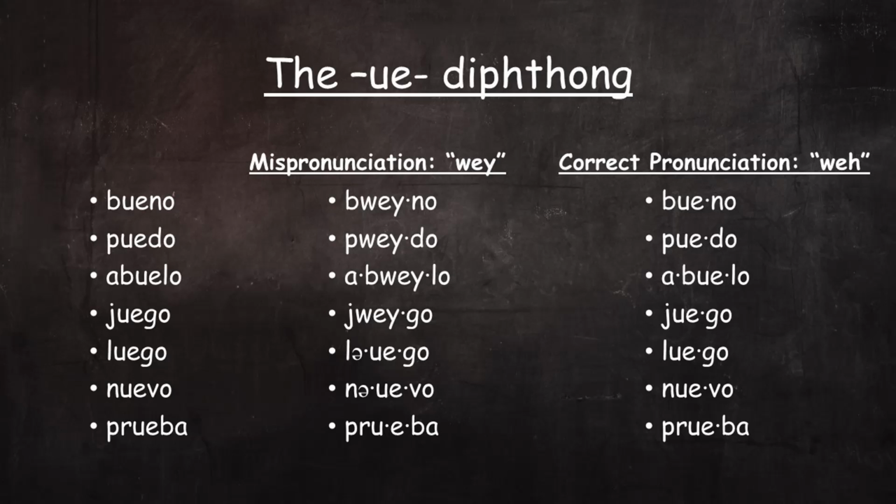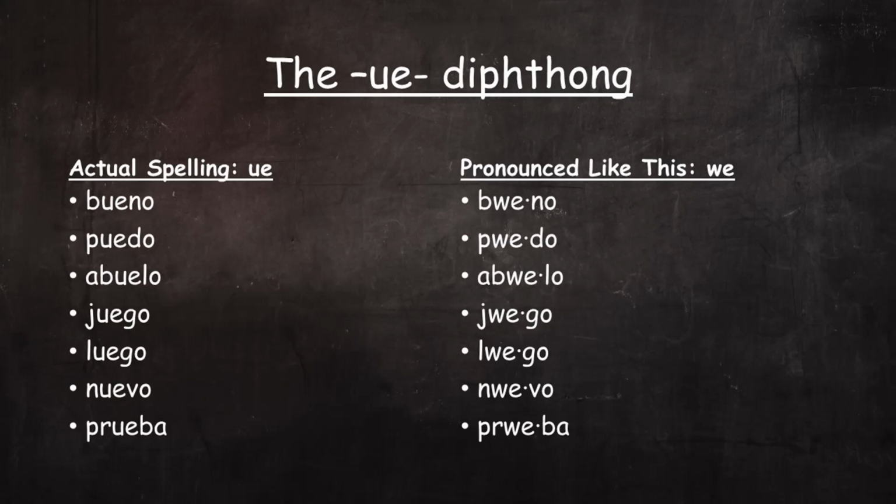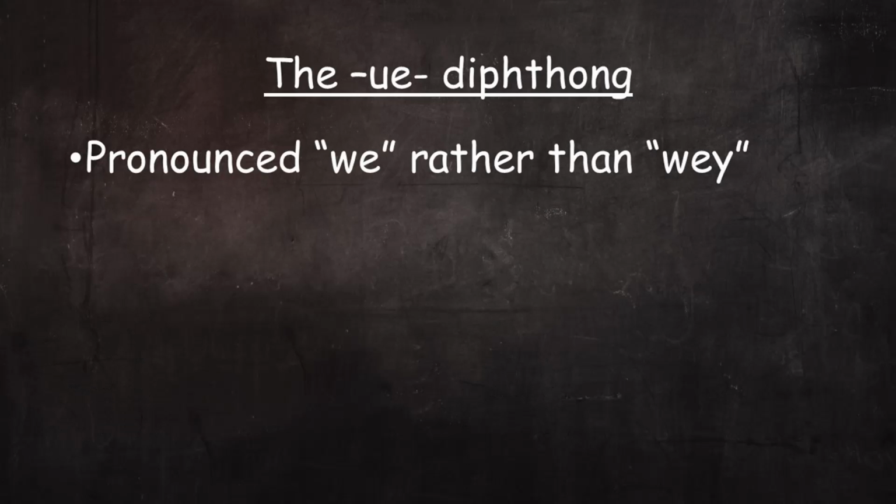Another thing some of us do with this word is eliminate the U sound and pronounce the word preba. If anything, that's worse. Again, I find that it's useful to think of the U in UE combinations as a W, and this helps me pronounce all of these words more accurately. Bueno, puedo, abuelo, juego, luego, nuevo, and especially prueba. Again, I've only gone over a few examples of the UE diphthong, but the same principles apply in any example you could think of. The UE diphthong is pronounced we rather than way, and it's a single syllable.